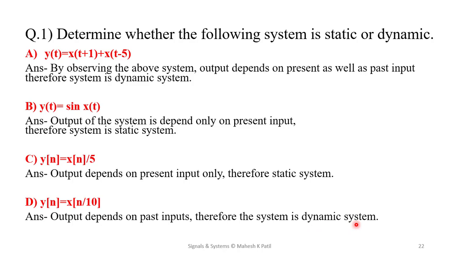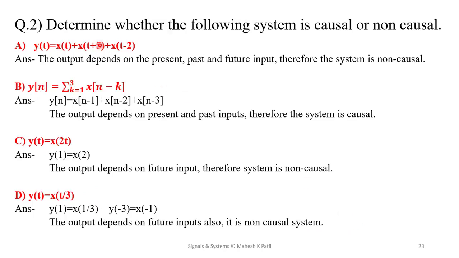Now we'll see the next question. Determine whether the following system is causal or non-causal. Here the first system is given as y(t) = x(t) + x(t+5) + x(t-2). Here the output depends on the present, past and future input. Therefore the system is non-causal. You can observe here x(t), x(t+5) and x(t-2). Therefore this given system is a non-causal system.